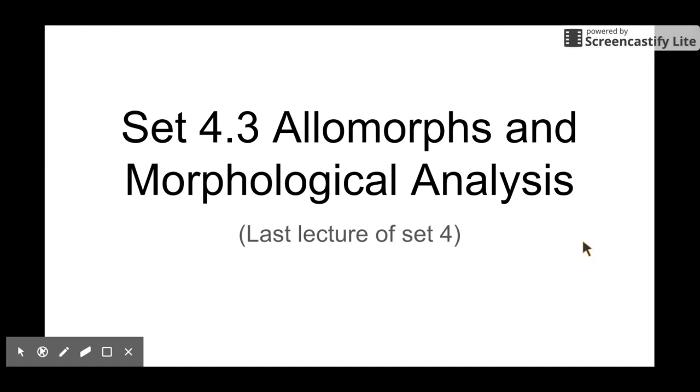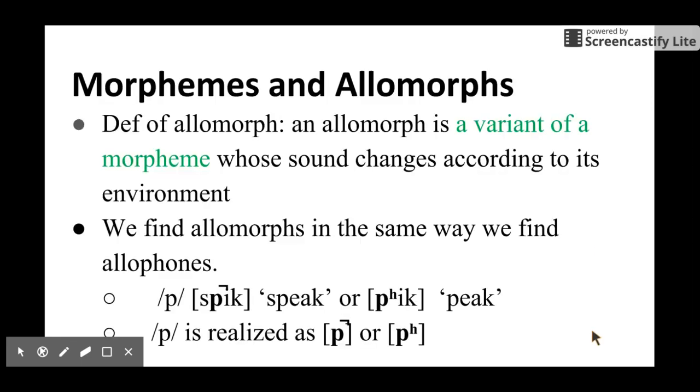Today we are going to talk about allomorphs and morphological analysis. First of all, let's talk about morphemes and allomorphs. The definition of allomorph: an allomorph is a variant of a morpheme whose sound changes according to its environment.